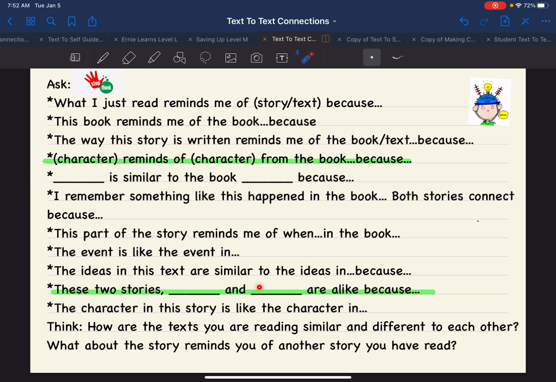The ideas in this text are similar to the ideas in this book because. Or you'll see my second one that's highlighted is these two stories, blank and blank, are alike because. So I tell you the names of the two books and I explain why they are alike. Lastly, the character in this story is like the character in, and I explain why. So while you're reading today, think, how are the texts you are reading similar and different to each other? Think about what about the story reminds you of another story you have read. So while your mind is engaged, work on comparing and contrasting the story elements in your stories.